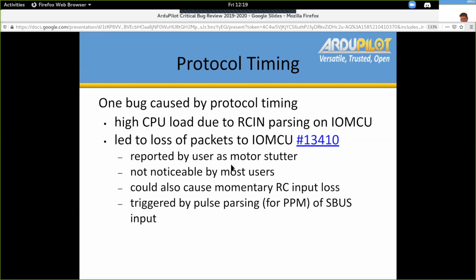too much CPU usage, and it caused the motor to stutter. These things are very difficult to track down, particularly on the IOMCU. Having a richer communication interface between the IOMCU and the main flight controller might actually make this a little easier to track down, perhaps. So that's something we could look at doing this year to try to make these things more apparent and easy to debug.